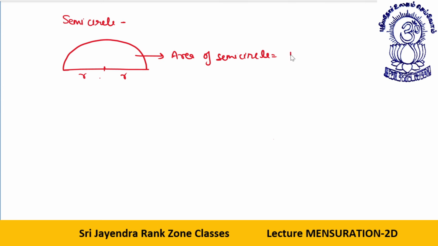Area of a semicircle is half pi r square. This is one thing. And the next thing is, what is the perimeter of a semicircle? The perimeter of a semicircle is arc plus twice the radius. Why? This radius plus this semicircular arc. So this is equal to what? Arc is pi r plus 2r.